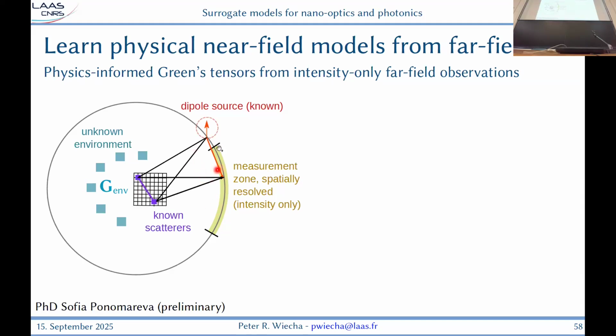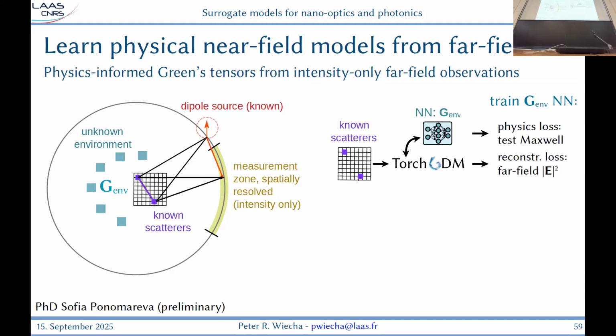And then we say that we can measure intensities in the far field, for example with backfocal plane imaging or something like this. Now we say that we do all of this in some unknown environment. So we pretend that we don't know the environment, but for this toy drawing we describe it with some nanoscatterers in the environment, and we make some numerical measurements.